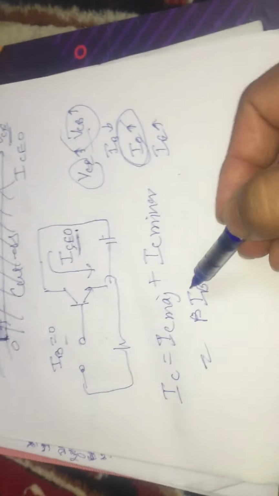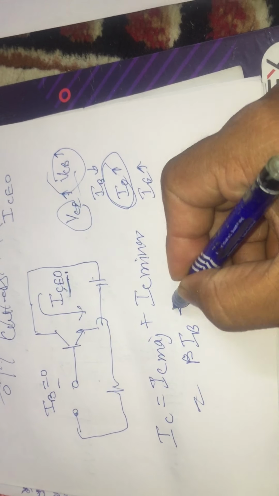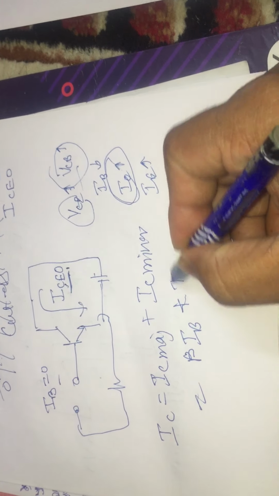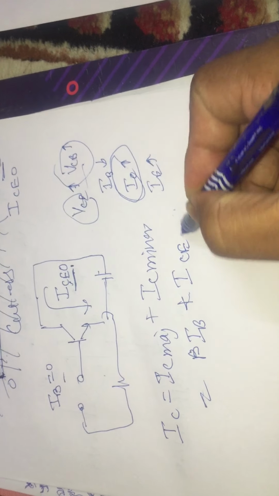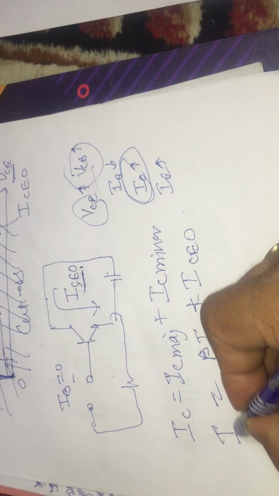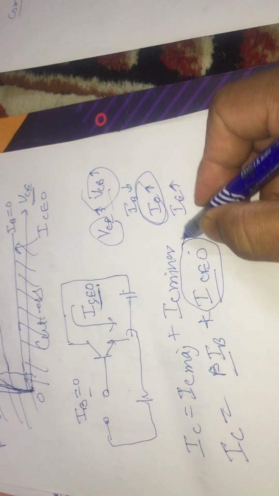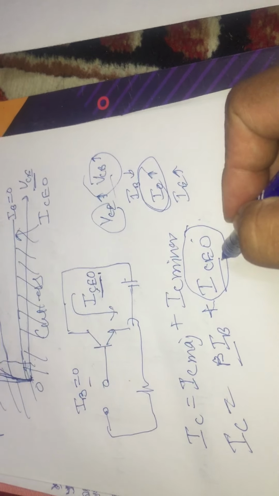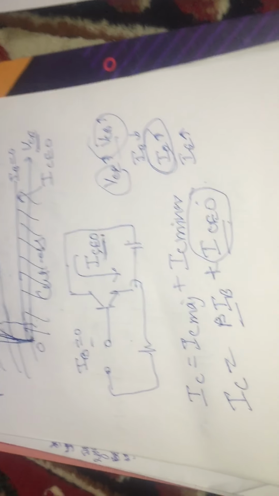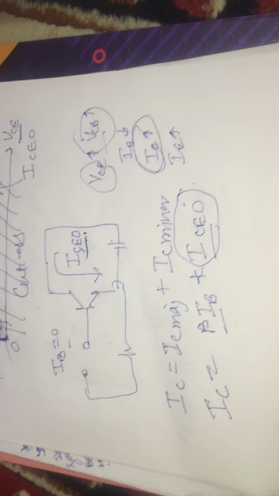This is the current flow due to the current IB. But there is some leakage current due to minority carriers, and this current is ICEO. So the total current is this plus this. It is a very small current in microampere, and we can also ignore it. It is dependent upon the temperature, but it plays a major role in designing any electronic circuit.